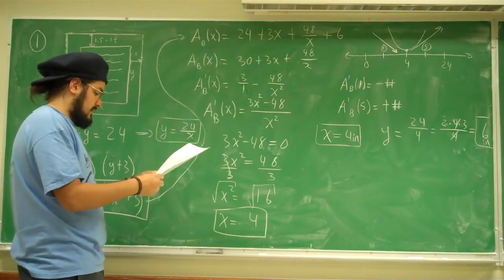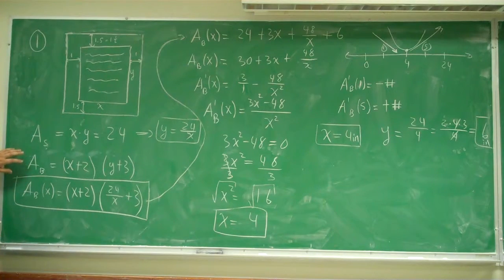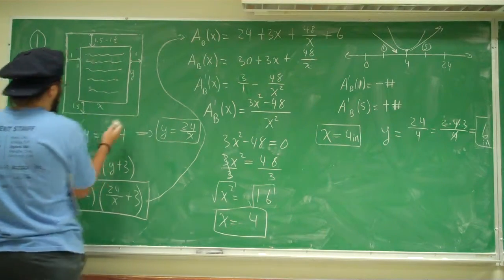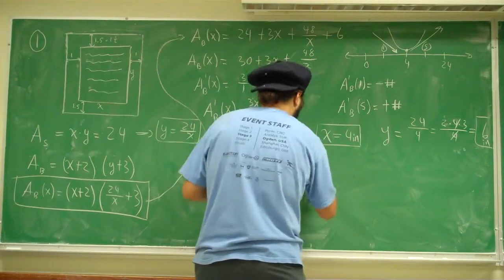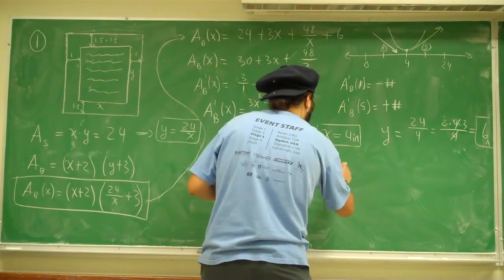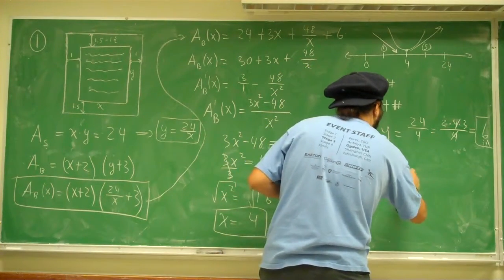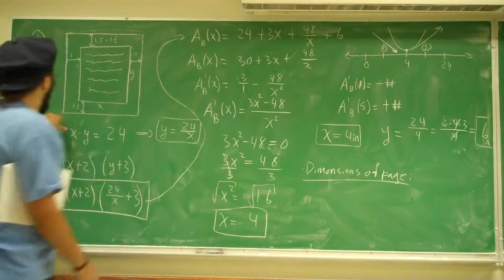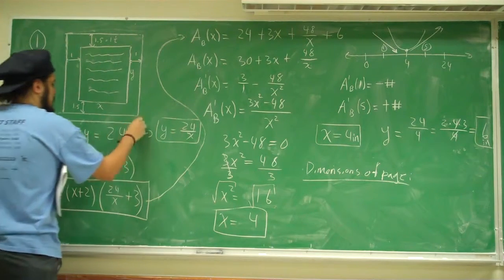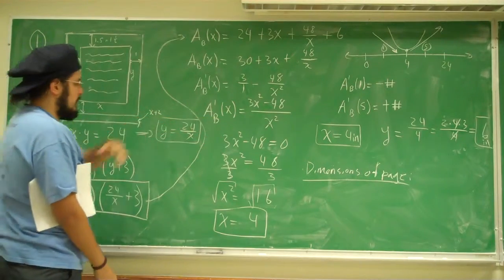And then we want to find the dimensions of the page. So now we want to find the dimensions of this whole big page here. But we know that we can find the dimensions of the page because we know that this piece right here, x plus 2, is going to be 4 plus 2. So here, let's put dimensions of the page. So dimensions of the page is going to be this x, well, this whole piece here, which is our x plus 2. We already have x, that's 4, so 4 plus 2 is 6.